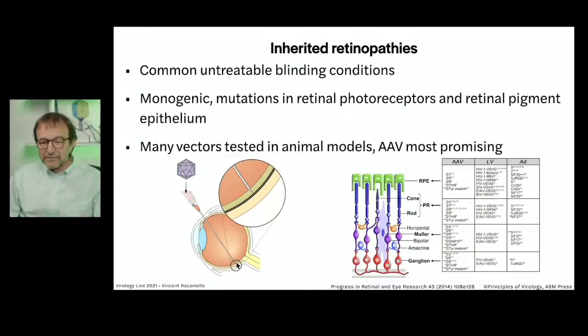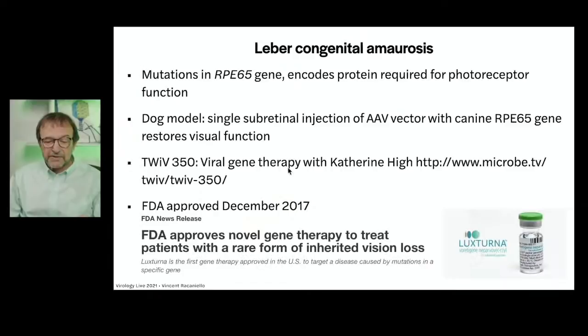And so in dogs it worked, and it was subjected to clinical trials in humans, and it was approved by the FDA in December 2017. The drug is called Luxturna, and the other name is voretigene neparovec. Wow. It was the first gene therapy approved in the U.S. to target a disease caused by mutations in a specific gene.